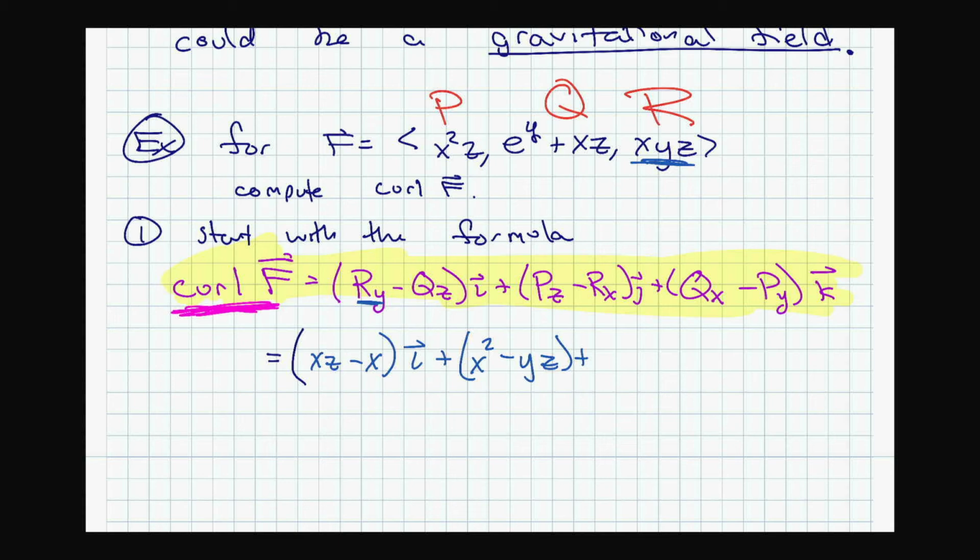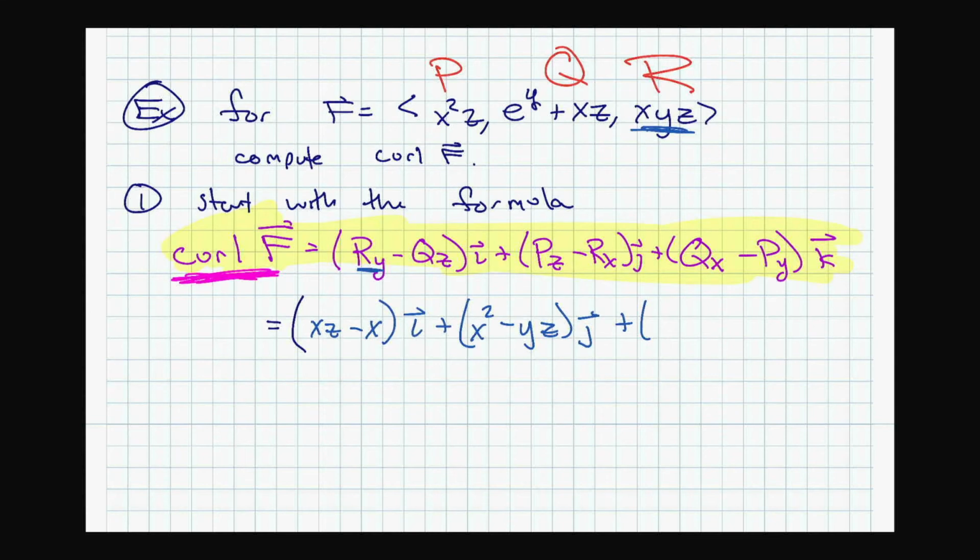That should have a J on it. Plus Q x. Partial here with respect to x, there's only one x here. Partial is going to be z. And P y, partial here with respect to y, there is no y, so that's going to be 0.